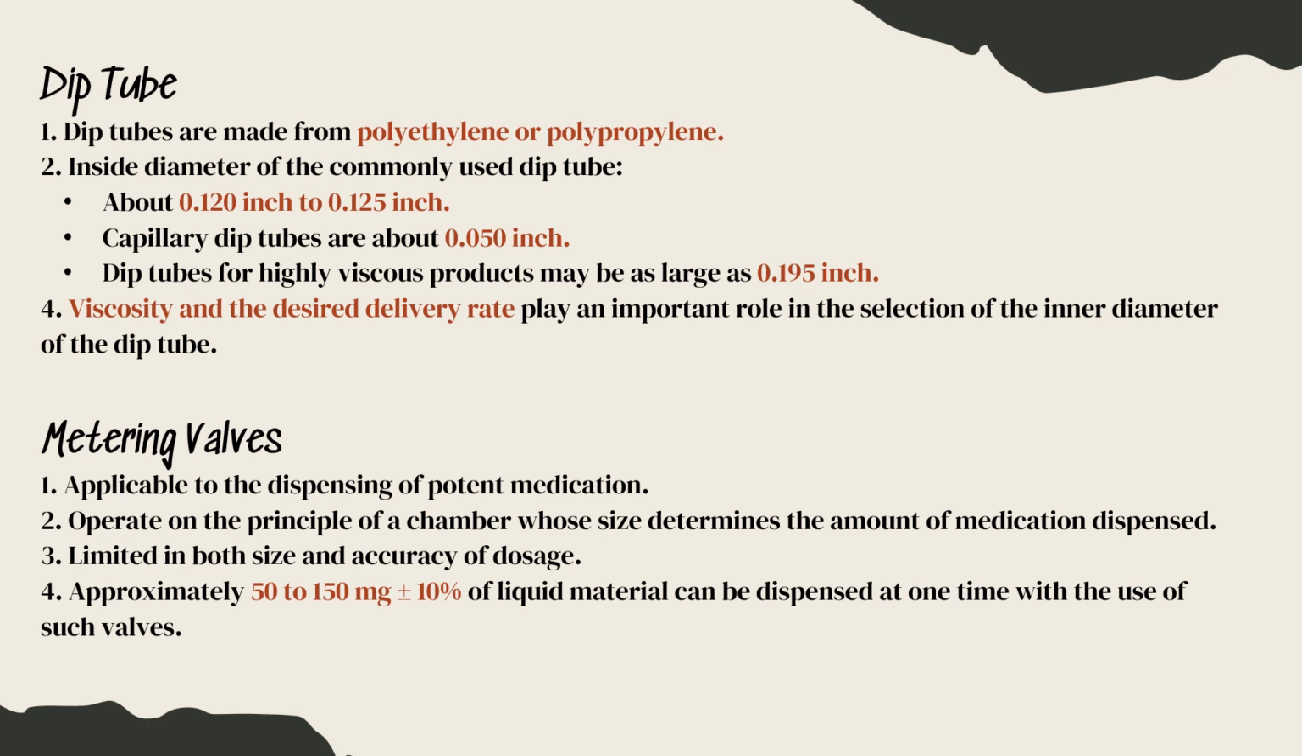The viscosity and the desired delivery rate play an important role in the selection of the inner diameter of the dip tube. Metering valves applicable on the dispensing of potent medication operate on the principle of a chamber, whose size determines the amount of medication dispensed. Limited in both size and accuracy of dosage form, approximately 50 to 150 mg plus minus 10% of liquid material can be dispensed at one time with the use of such valves.